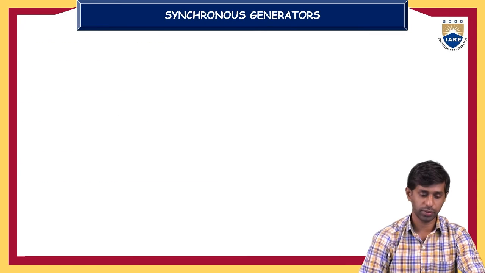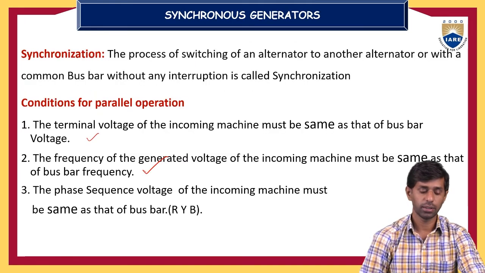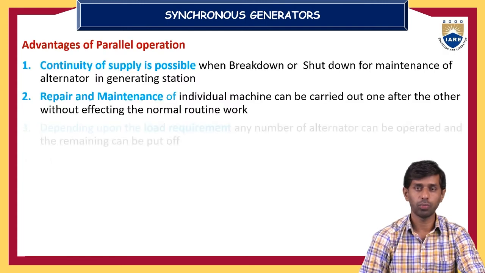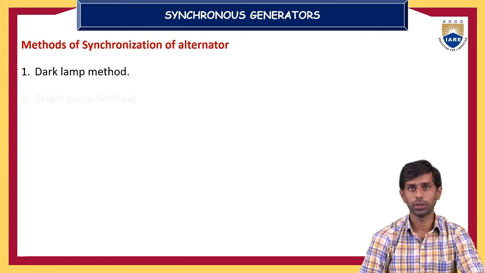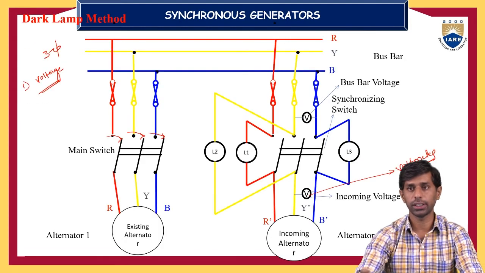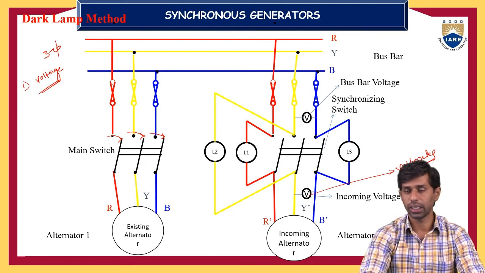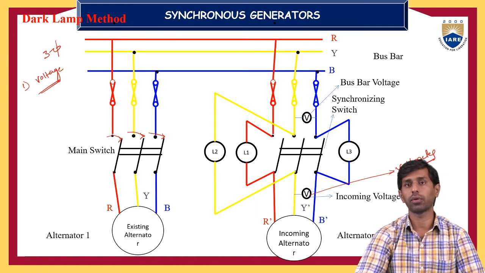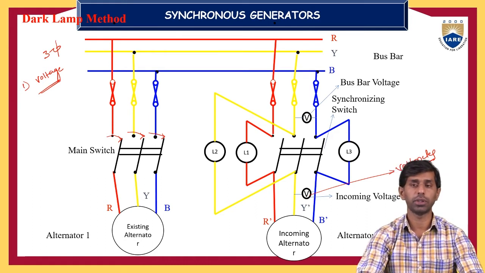What are the three conditions we have? One is the phase sequence, the frequency, as well as the output voltage, that is the rated output voltage. So first of all, check the voltage levels of the incoming alternator against the bus bar with the help of a simple voltmeter. Then check the phase sequence. After that, you have to check the frequency of the incoming alternator, whether it is equal to the frequency of the bus bar or not.